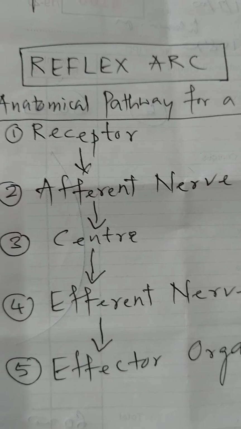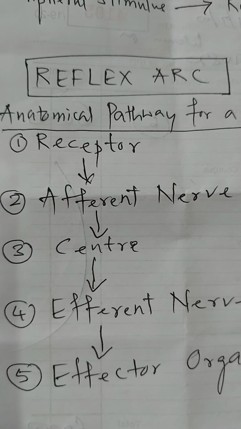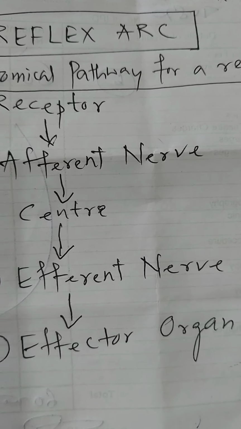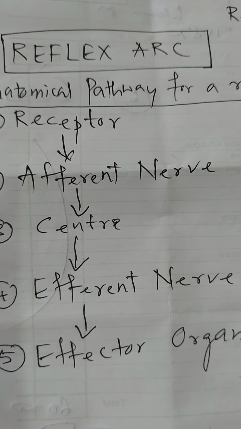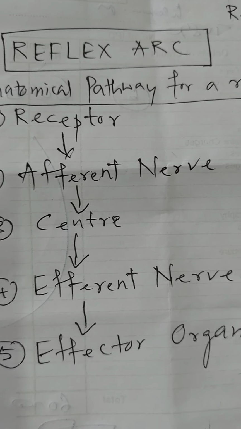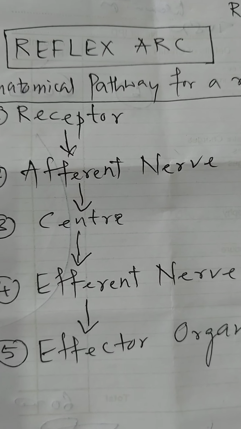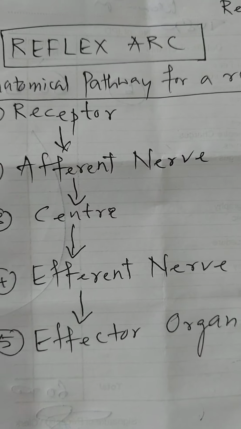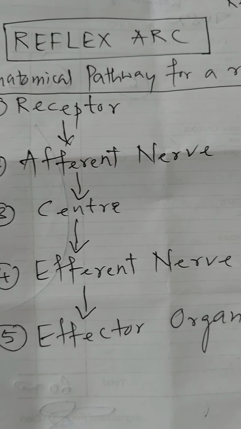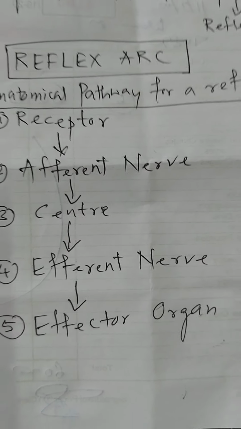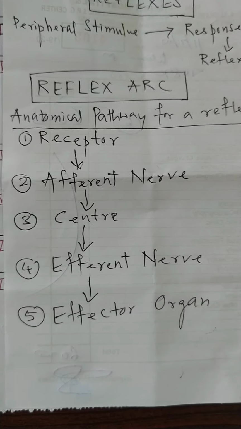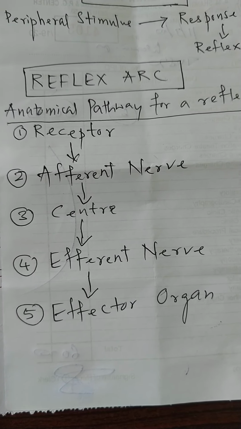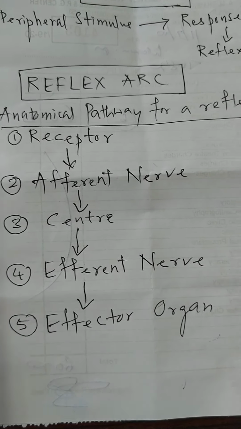The effector organ may be a muscle, a gland, or an organ. It reacts to the motor impulses brought by the efferent nerve from the center. Whatever the effect of the reflex, it is seen on this effector organ. This is what is known as the reflex arc. The reflex arc is nothing but the anatomical pathway for a reflex.